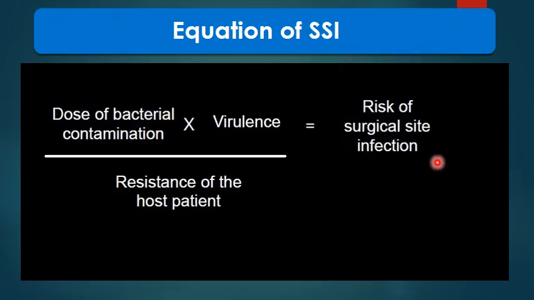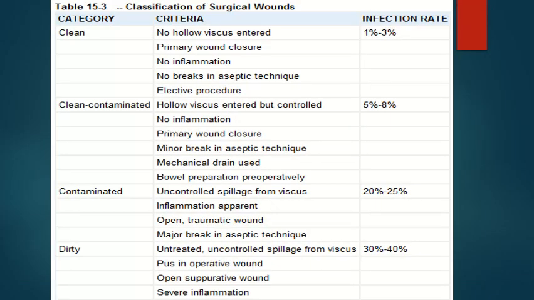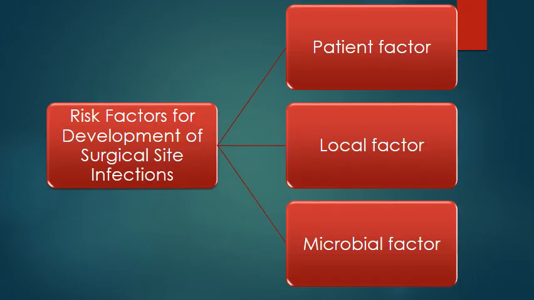Surgical site infection will increase with virulence of the organism and dose of the bacterial contamination, and decrease by resistance of the host immunity. Uncontrolled or untreated spillage from viscus, both in operative wound, open suboperative wound, severe inflammation, has a risk of 30 to 40%, which is a very high risk of infection.